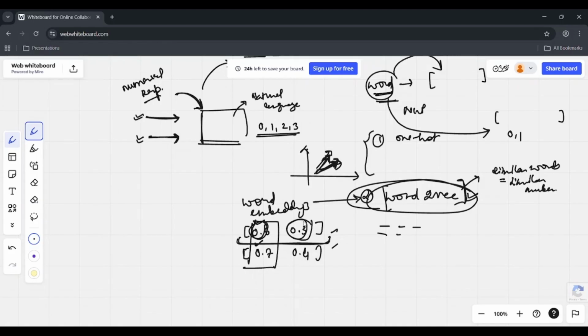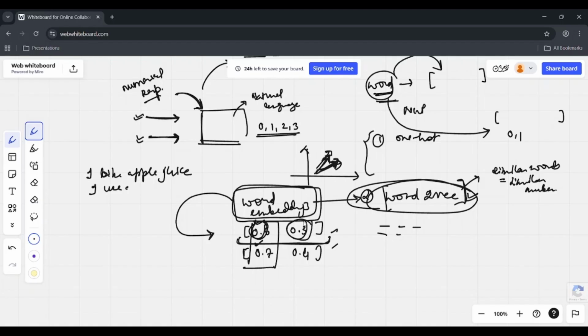But there's one big problem with word embeddings, and that is that they are good at capturing the meaning of the word, but let's say I have a sentence like I like apple juice, and let's say I have another sentence, I use apple phone. Now, apple here is the same word, but it is used in a different context. Here apple represents the fruit, and here apple represents the company that manufactures phones.